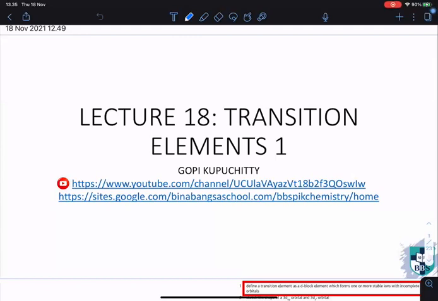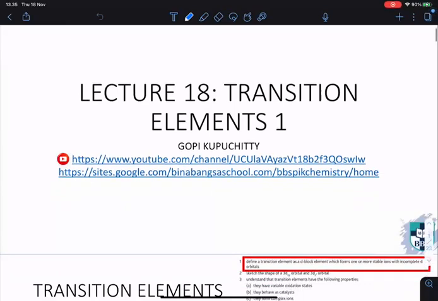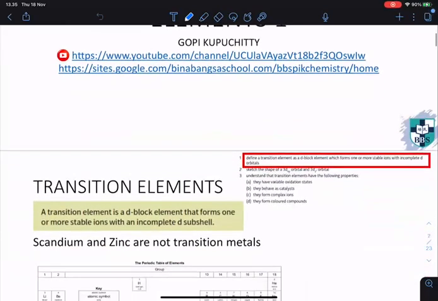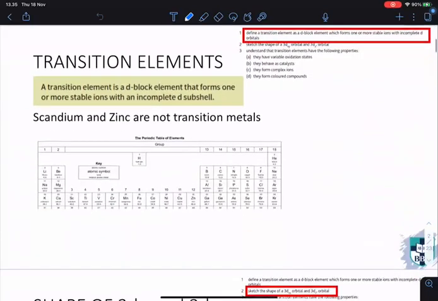We are going to learn about transition elements. This is going to be part one, so we are not going to cover everything today. Let's start about transition elements.